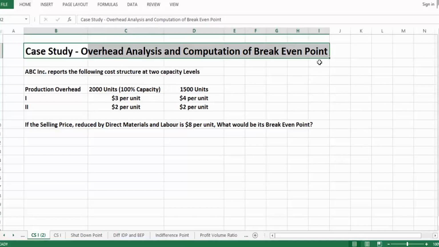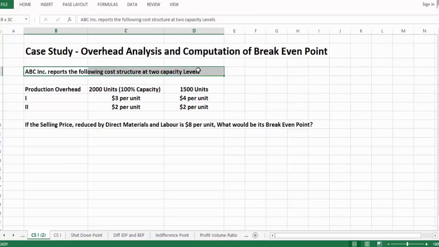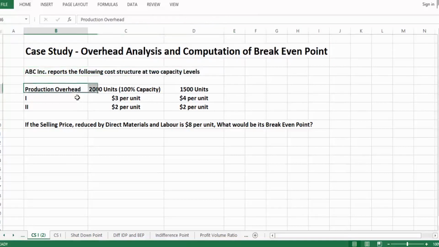Let's make use of this simple case study to understand the break-even point, or how to find the break-even point from the available information. ABC Incorporation reports the following cost structure at two capacity levels. You have production overhead 1 and 2.